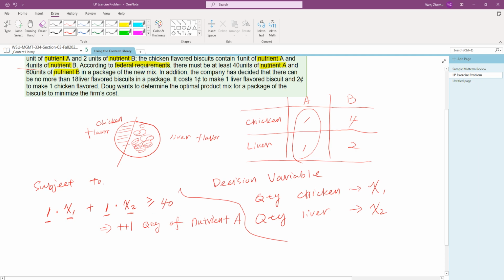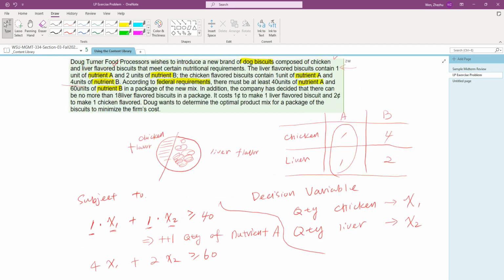The same thing applies to nutrient B. So it's going to be 4x1 plus 2x2 needs to be at least 6 units. So I'm going to do this. Okay, and these are the 2 constraints that we need to consider as we search for the answer.